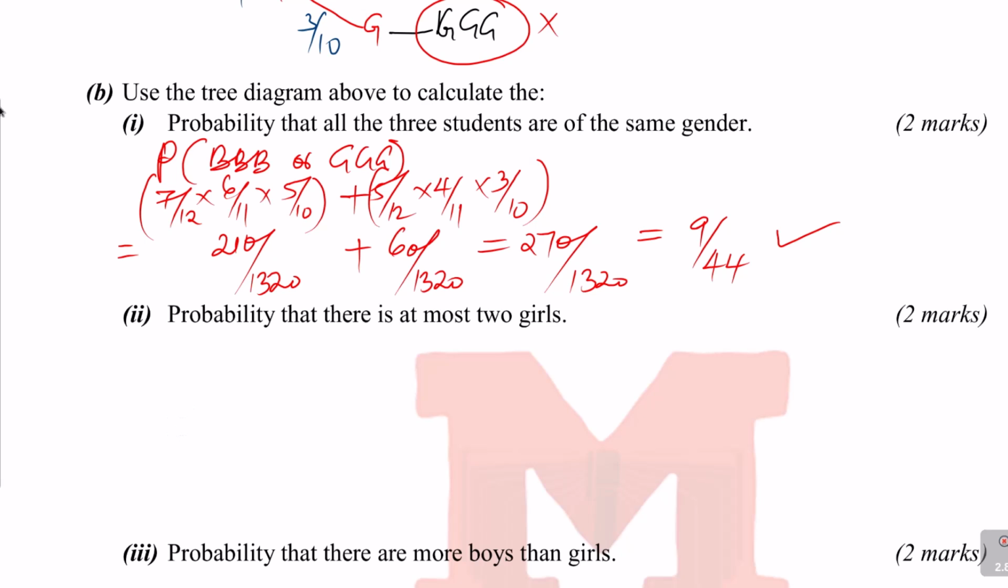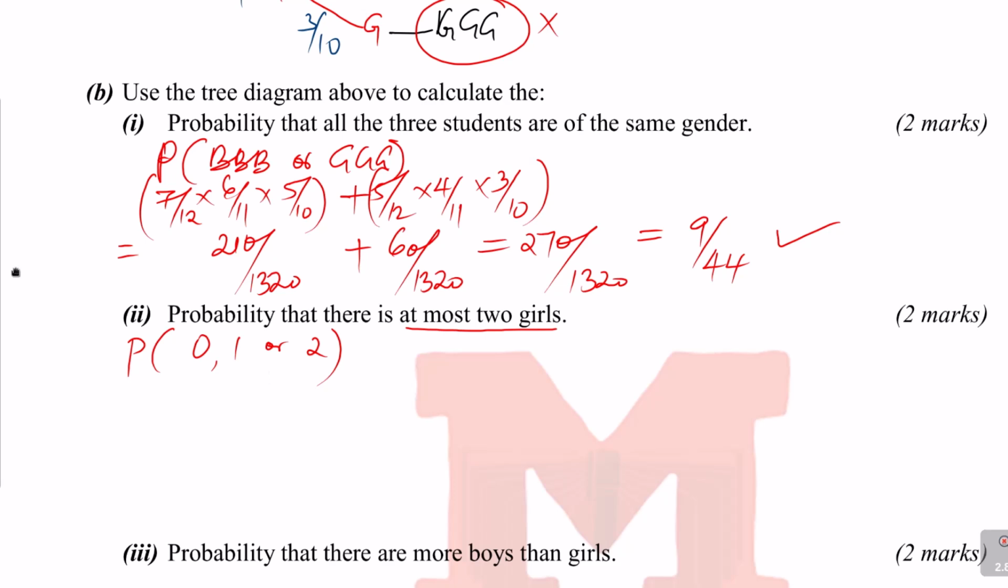So part 2 of the question, probability that there is at most 2 girls. So what do you mean by at most 2 girls? At most 2 girls means that you need either none or 1 and a maximum of 2. You just use 0, 1 or 2. Simply, it means that there is only need for a maximum of 2 girls. So either none, 1 girl, or 2 girls in the 3 members that are picked.